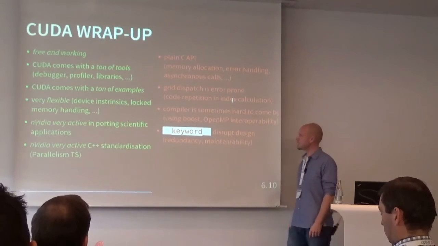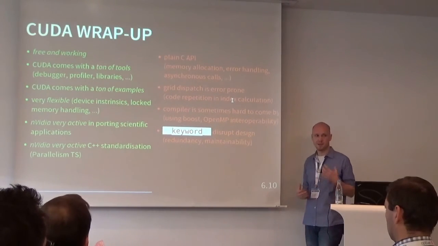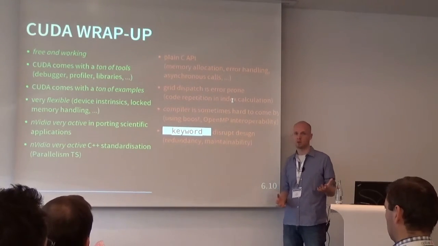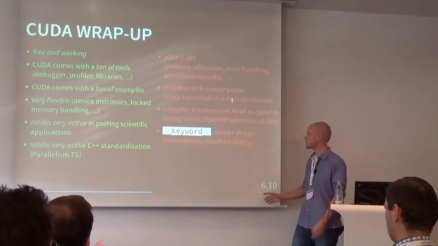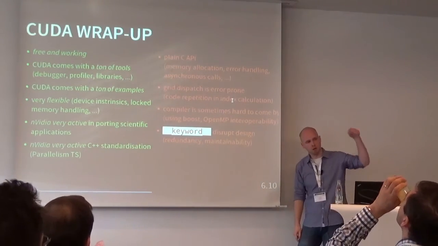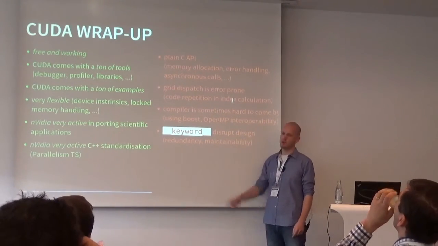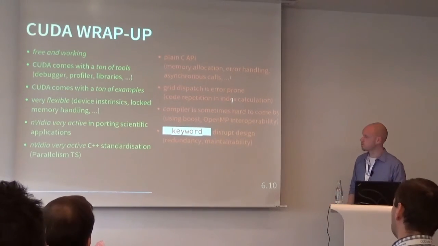The compiler NVCC is great, but it's sometimes hard to come by, especially if you want to do something standard in the C++ community like Boost, right? But I mean, don't let this be a show killer. Try it anyway. And what was also a big thing is the keyword thing. So this __global__, which I showed you, is pretty disruptive in terms of design, okay? So this is just my experience.